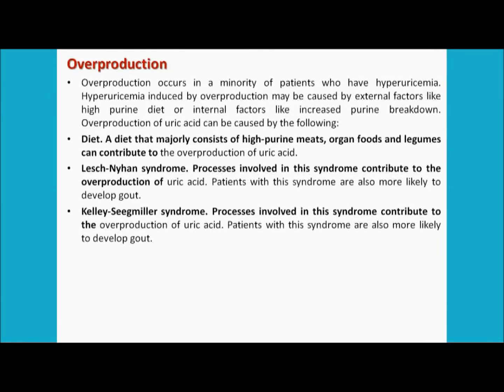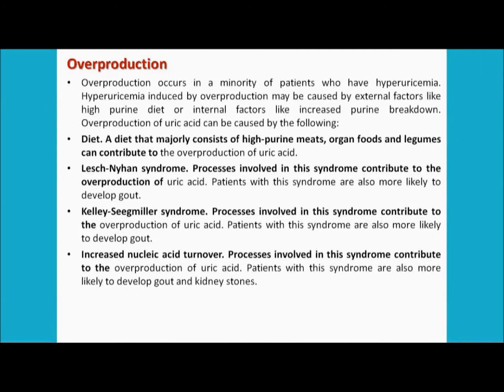Next is Kelley-Seegmiller syndrome. Here, what actually happens? In this type of patient, the process involved in this syndrome contributes to the overproduction of uric acid, and patients with these symptoms are more likely to develop gout. These two are pathological conditions. The first one is Lesch-Nyhan syndrome. The next one is Kelley-Seegmiller syndrome. Here the chances of development of hyperuricemia as well as gout increase.